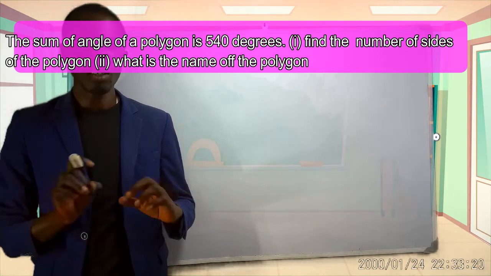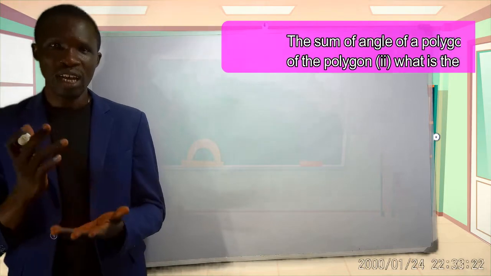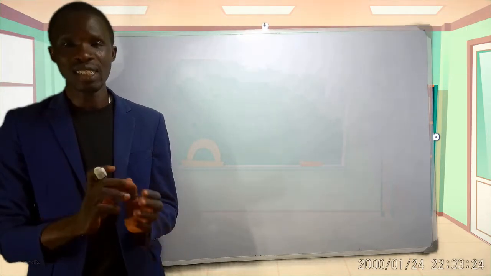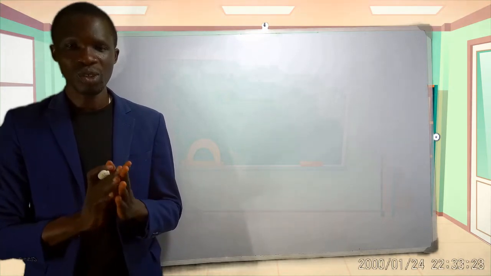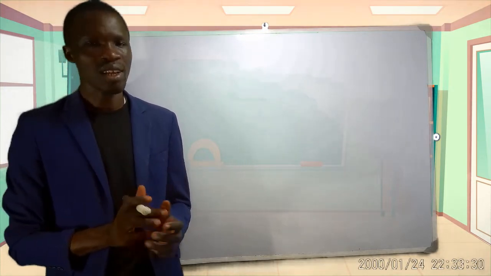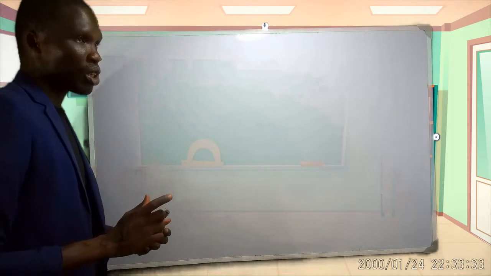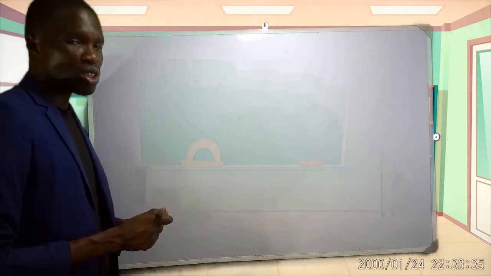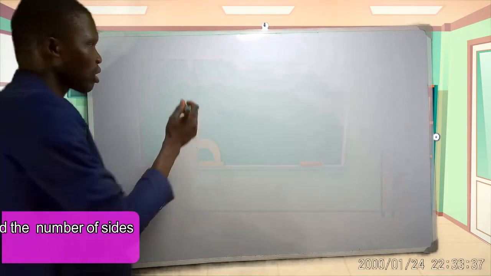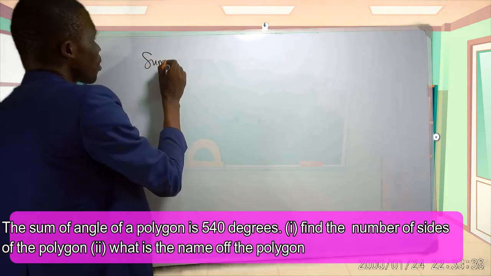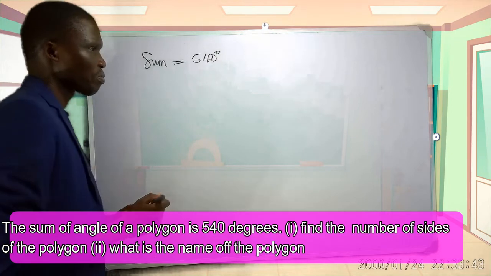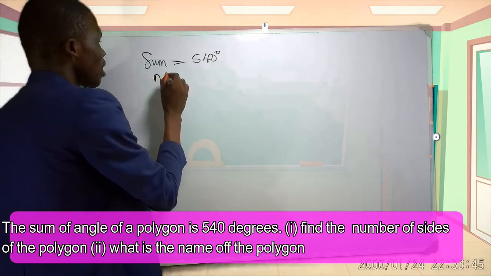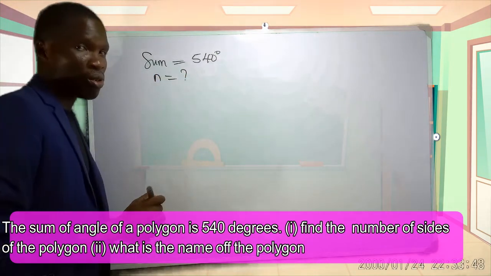Now we don't know the name of this polygon, and we don't know the number of sides. When we get the number of sides, we'll be able to know the name of this polygon. So let's take a look at this together. From the question, the sum is given to us as 540 degrees. N is what we are looking for.